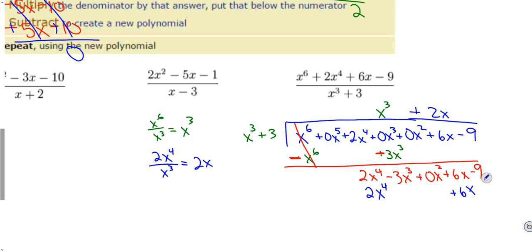After I'm done multiplying, I change every sign. Change the sign, change the sign. And these cross out. So here's our new problem: negative 3x cubed plus 0x squared. Looks like that crosses out also, and I have minus 9.